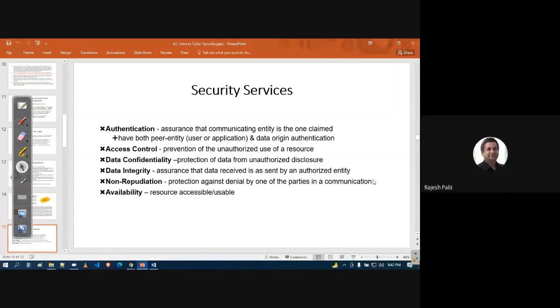So these are the security services, only 6 of them. Authentication, availability, and access control, these are the 3. Then data confidentiality, data integrity, and then non-repudiation.